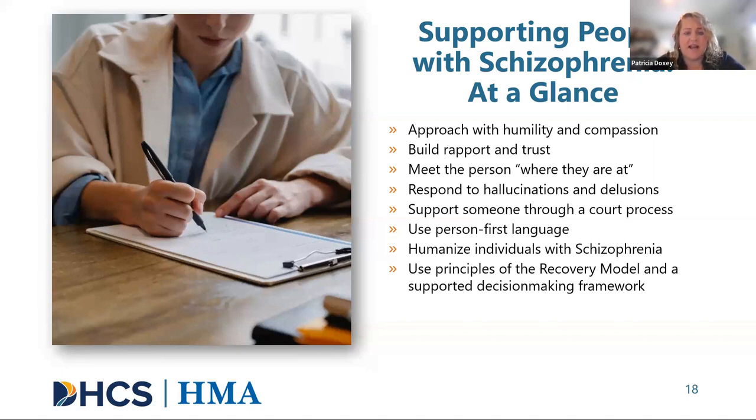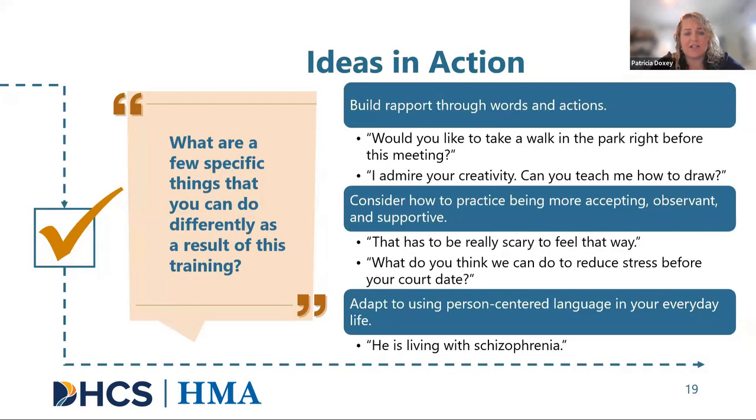So this ideas in action, how do we put these ideas into action while we're supporting individuals? So what are some specific things that you can say and do differently as a result of this training? Think about the individual that you're supporting, if you know them well, if you don't know them well, how you can build that rapport through words and actions, how you can practice being more accepting, observant, and supportive, and then adapt to using person-centered language in your everyday life.